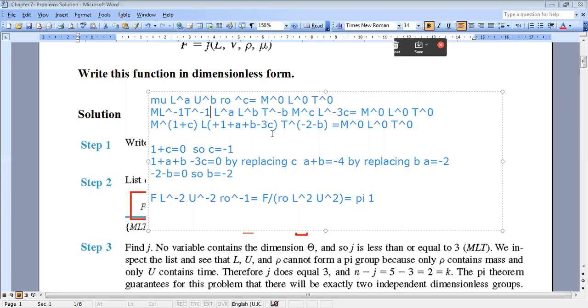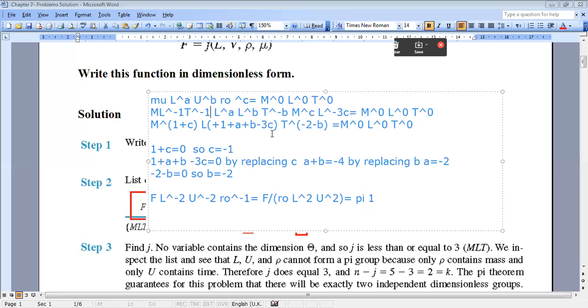Why try to find 3? Because what is J? J is smaller or equal to the number of dimensions in my problem. In this problem there are 3 dimensions, M, L, T. So first I try to find 3 variables that cannot form a group. If I find them, I say J is equal to 3 and the number of groups is 5 minus 3 equal to 2. I choose 3 variables and combine them with the 2 others to form 2 groups. We will see in another problem that sometimes J is smaller than the number of dimensions in the problem.